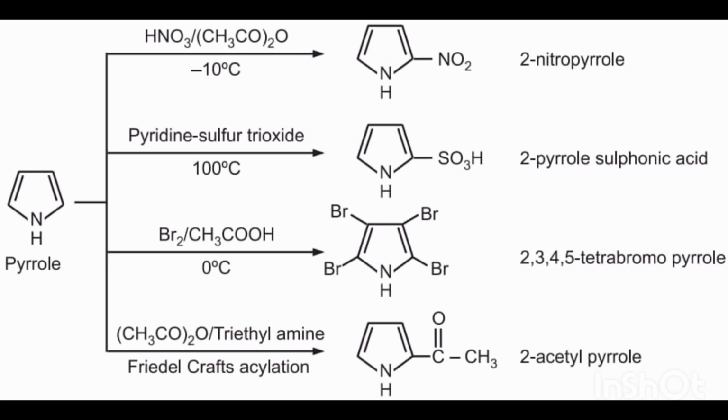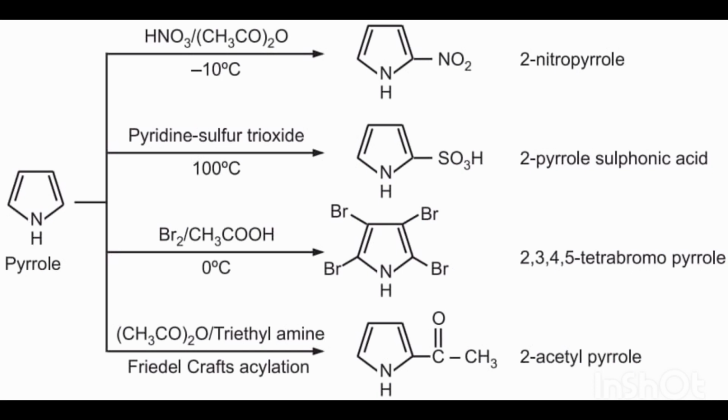The next reaction is sulfonation. This reaction is carried out by treatment with pyridine and sulfur trioxide at a temperature of 100 degrees Celsius. Pyrrole treated with sulfur trioxide in the presence of pyridine at 100 degrees Celsius gives pyrrole-2-sulfonic acid, that is 2-pyrrole sulfonic acid.